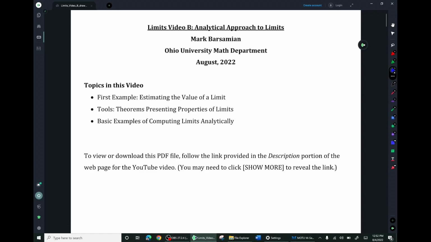In this second video, Limits Video B, I'll be again discussing limits, but this time from what I would call an analytic perspective. That is, the functions involved will be described by formulas, not by graphs. Our topics will be first an example where we estimate the value of a limit, and then I'll introduce some tools that are theorems presenting properties of limits, and then we'll resume discussing examples of computing limits analytically. Remember, that means the function involved is given by a formula, not by a graph.